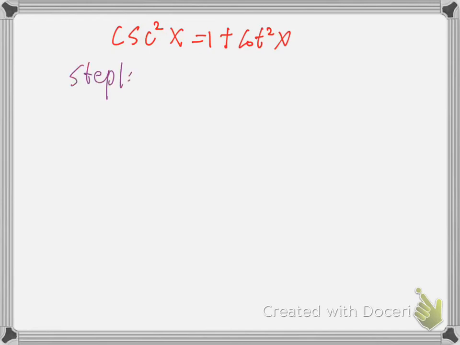Two trig identity questions. We want to prove the trig identity: cosecant squared is 1 plus cotangent squared. So what's our step 1? Change to sine and cosine, sine x and cosine x.